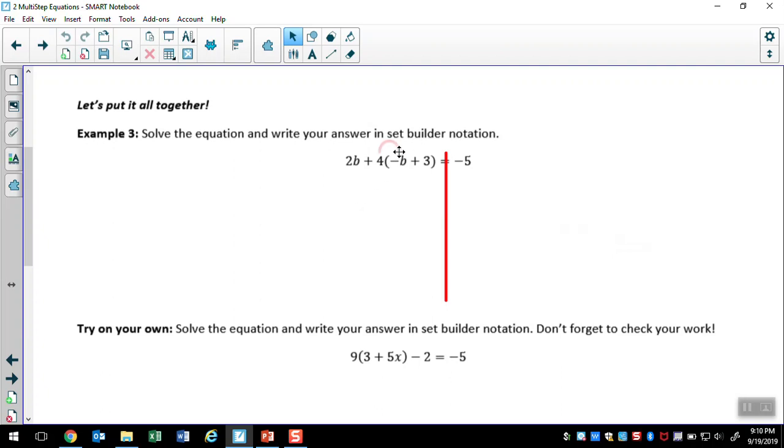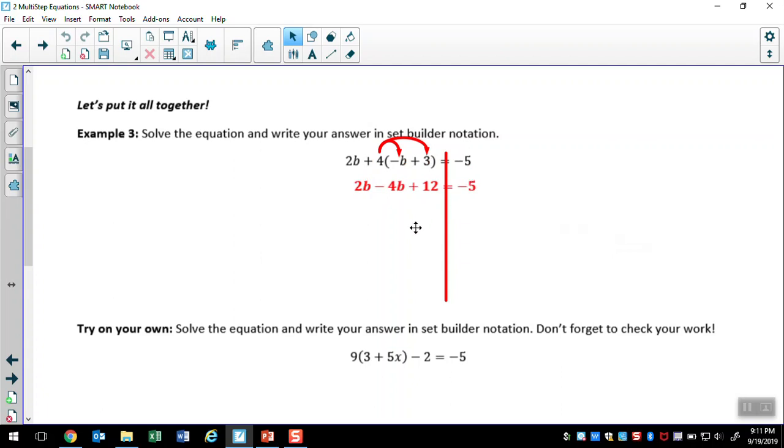I'm going to distribute my 4 to that negative b. And it's really like saying a negative 1b. And then I'm going to distribute my 4 over to that positive 3. 2b comes down, so we're going to end up with 2b minus 4b plus 12. And then we bring down our negative 5.